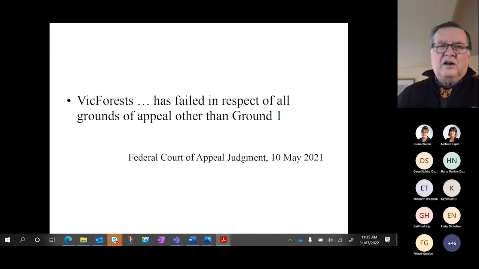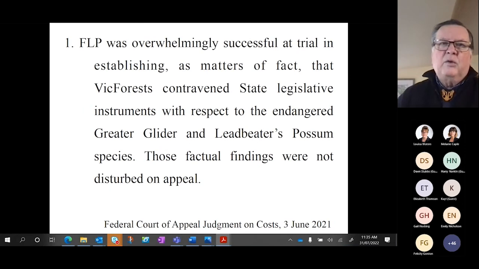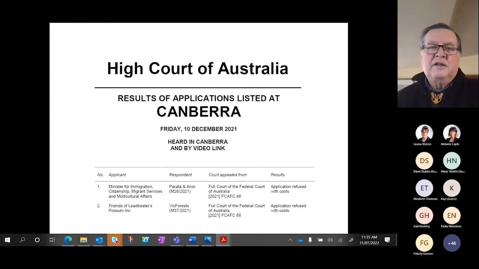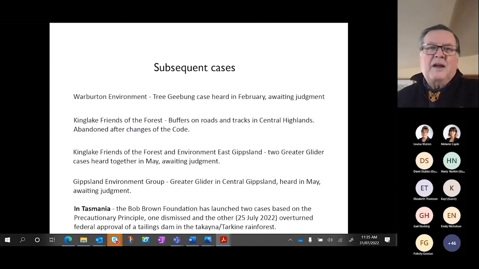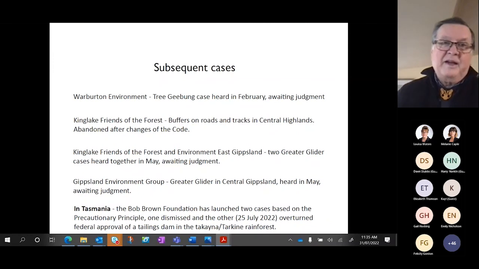But in discussing costs, the Federal Court of Appeal pointed out that Vic Forest had failed in all but one of its 31 grounds, and that we were overwhelmingly successful in establishing facts relating to the breaches of legislative instruments, and those findings were not disturbed on appeal. That is important. We appealed to the High Court, and we did not get leave to continue with that appeal, so that was dropped. But we're currently discussing the costs with Vic Forests, and it will be a 7-figure sum that they have to pay us.